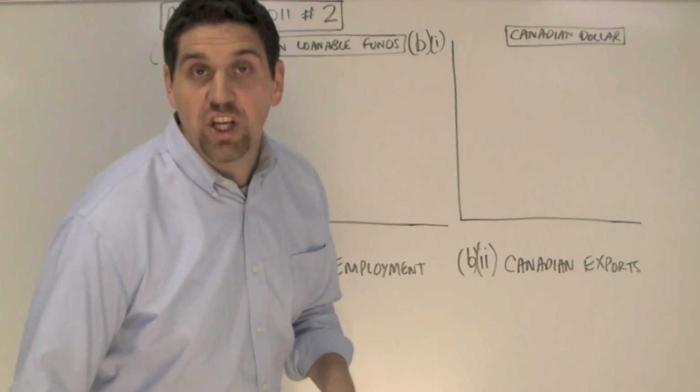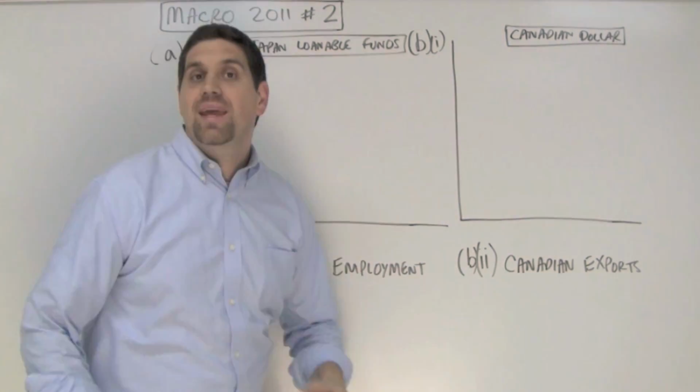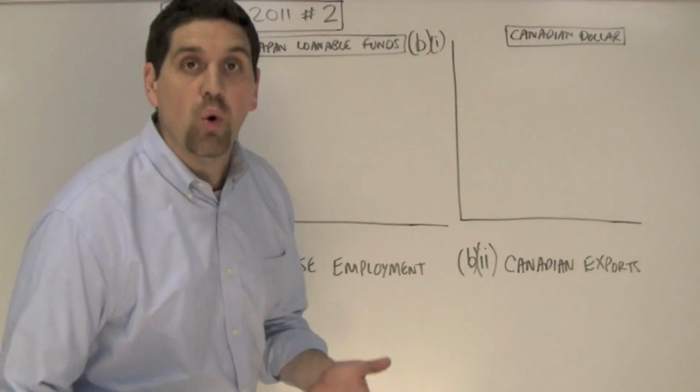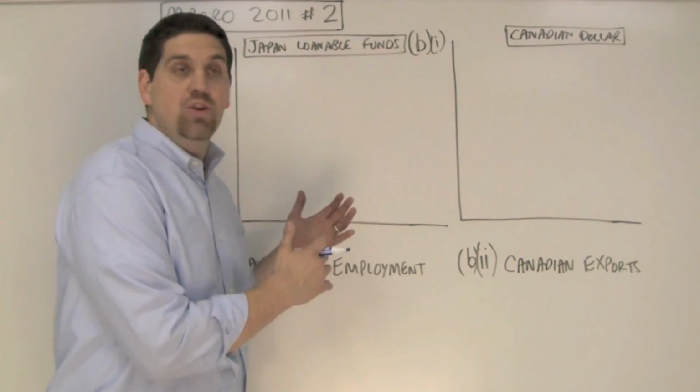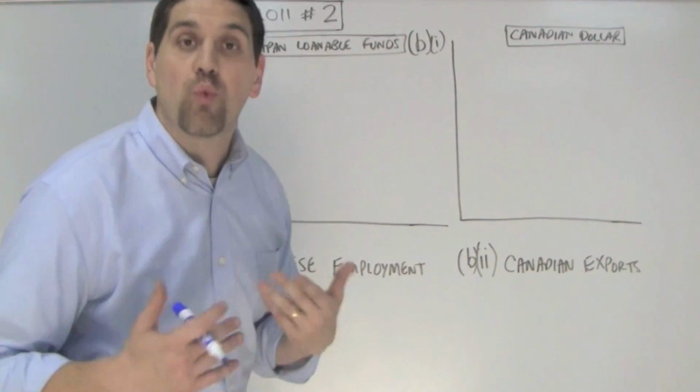Now this is a great question covering stuff from Unit 5. It's the Macro 2011 question 2. In part A, it starts off with a question for the loanable funds market in Japan. The question told you there's a lot of foreign investment from the European Union into Japan. So you have to draw the graph, show the shift, and identify what happens to the real interest rate.